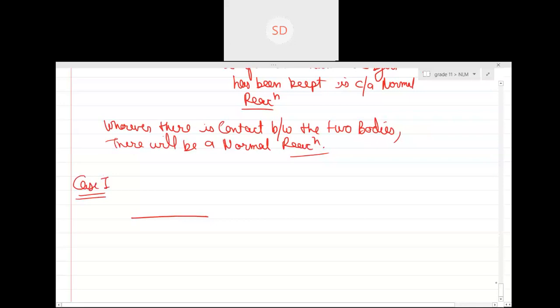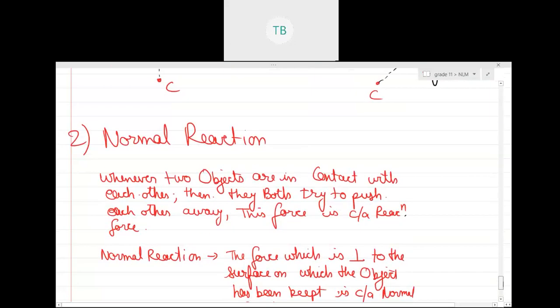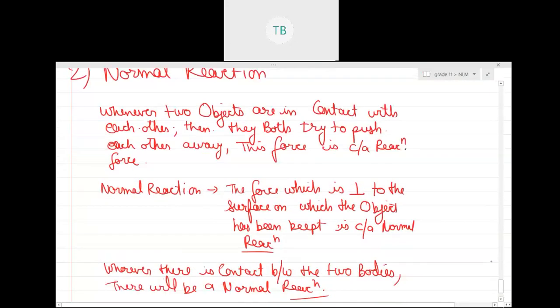First write it down, then ask doubts. Forces, the surface on which the object is actually. Guys, are you done writing?